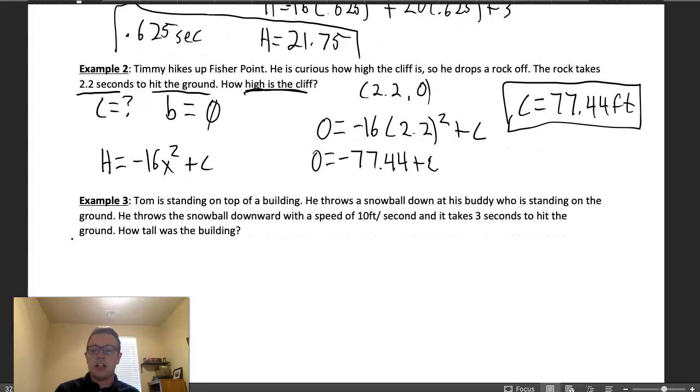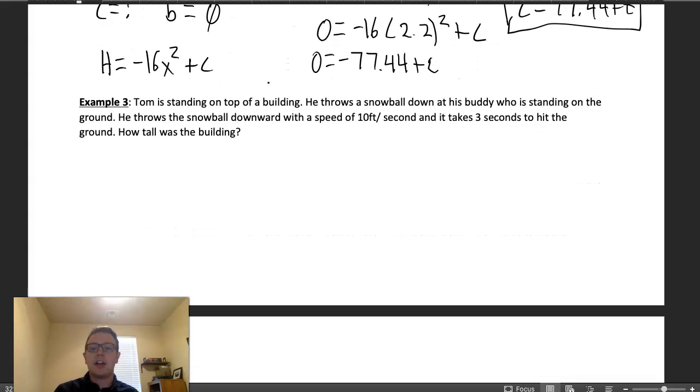One more problem. This time, we have someone standing on top of a building. He throws a snowball down at his buddy, who's standing on the ground. He throws the snowball with a speed of 10 feet a second, and it takes 3 seconds to hit the ground. How tall was the building? So again, what's our initial height? We don't know. That's what we're trying to figure out, because we're trying to figure out how tall the building was, or where the snowball was at the initial time.